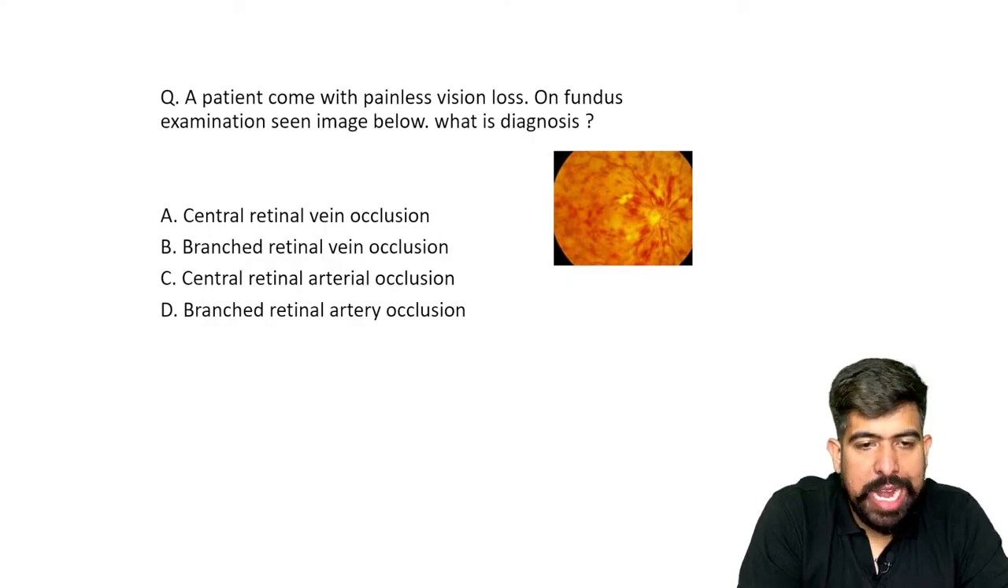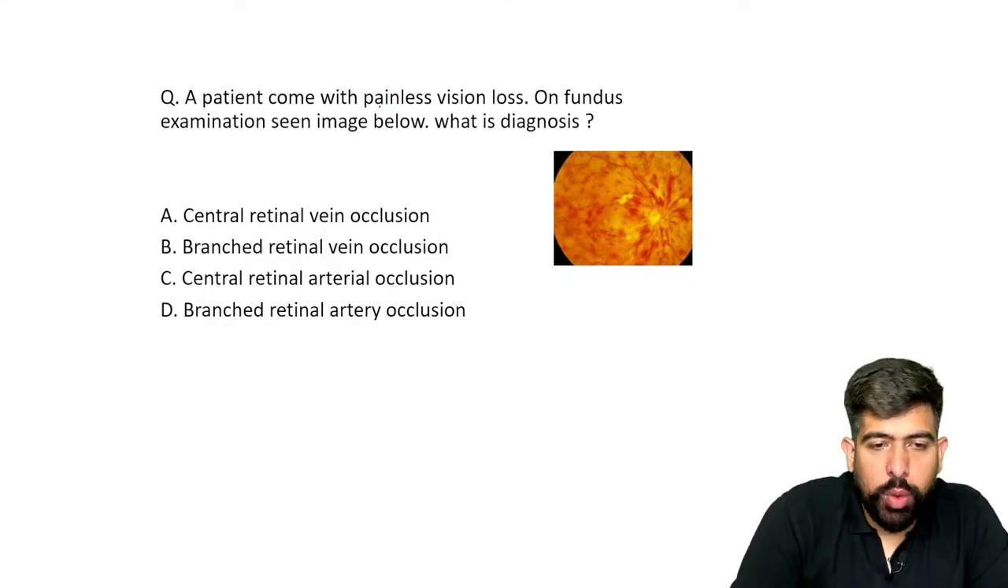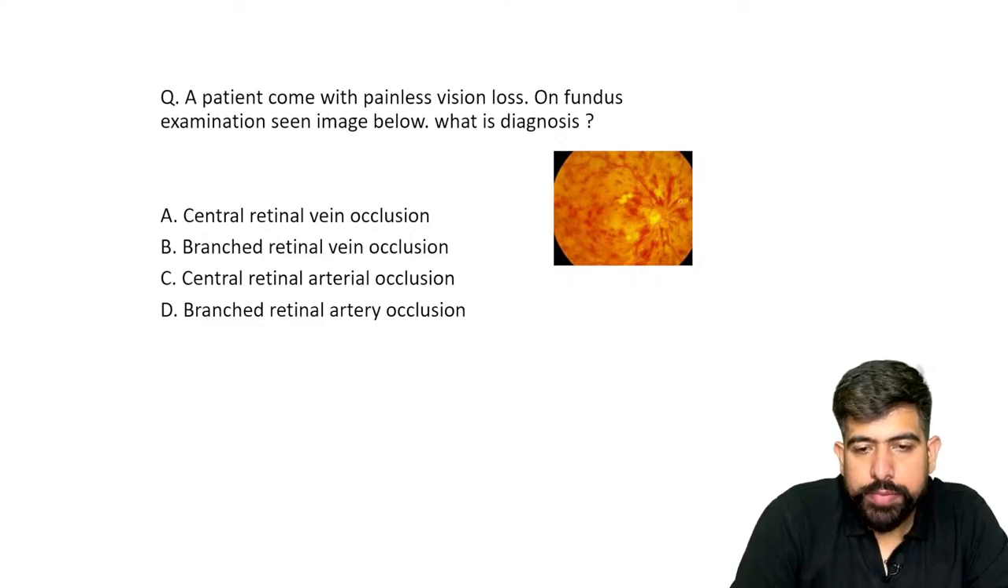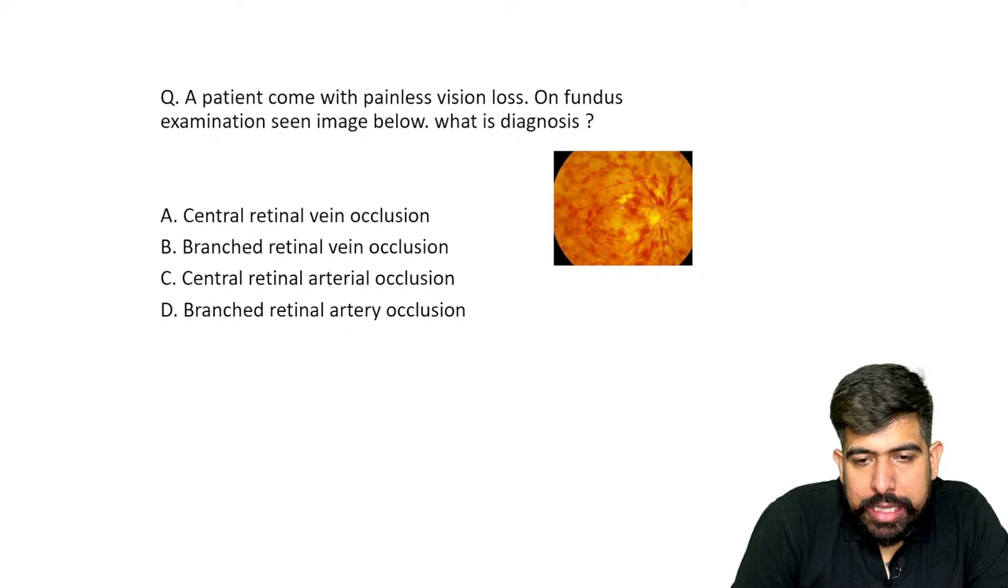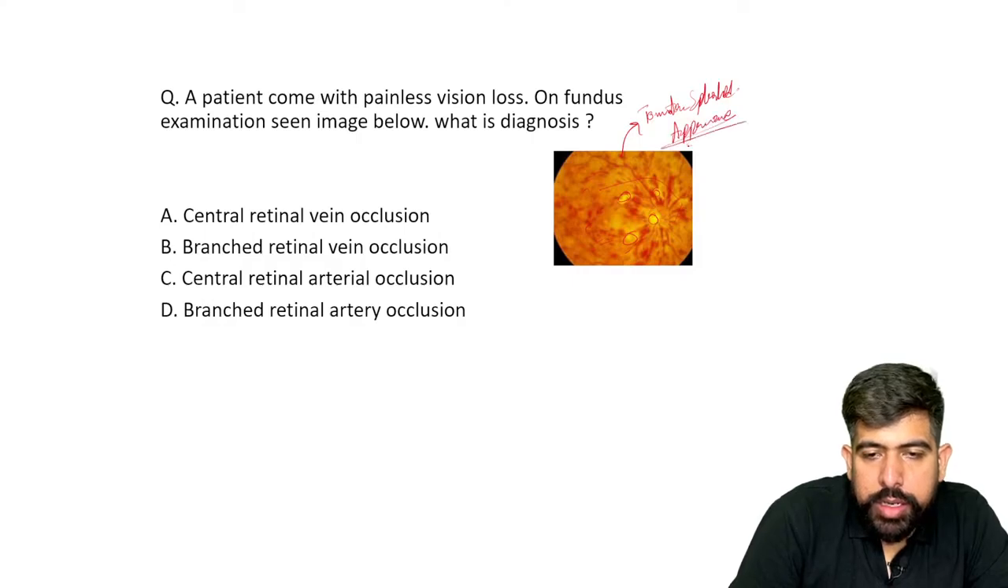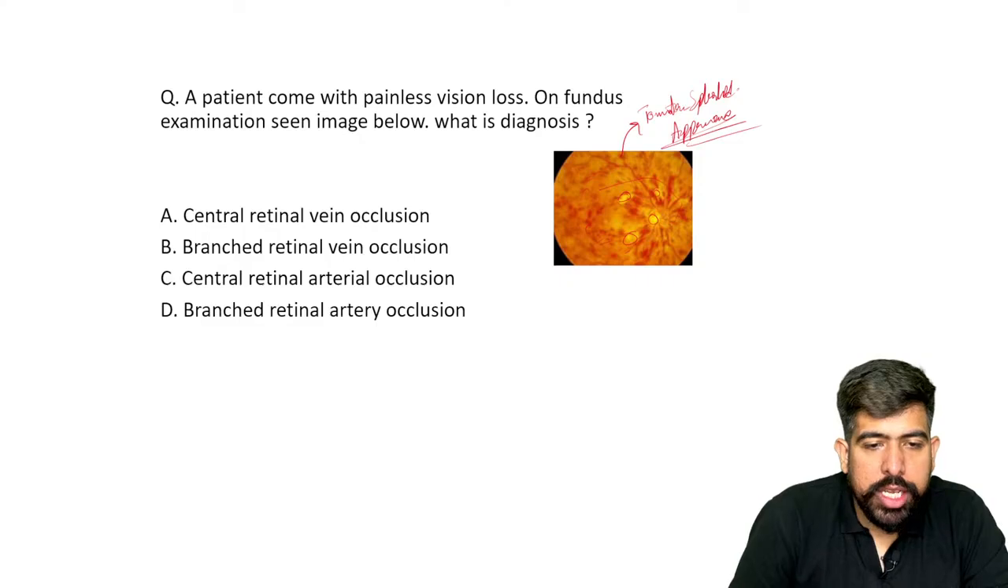Okay. Now, listen to this part. What is this? You can see the whole retina is now red here. And there is some exudate also, right? We can see the hard exudates, yellow color. This is your tomato splashed appearance.